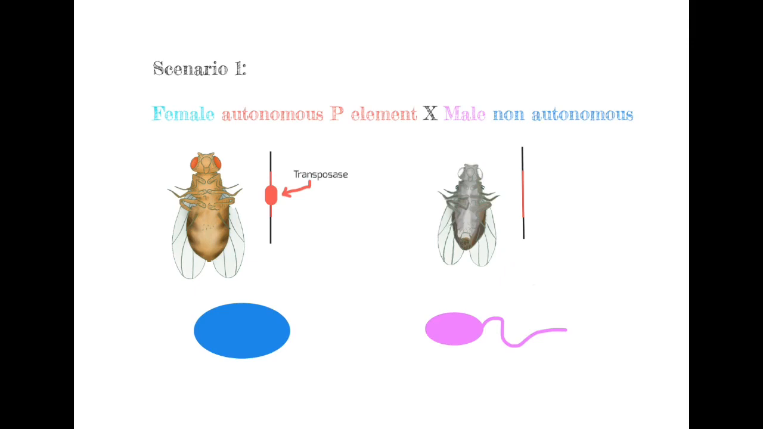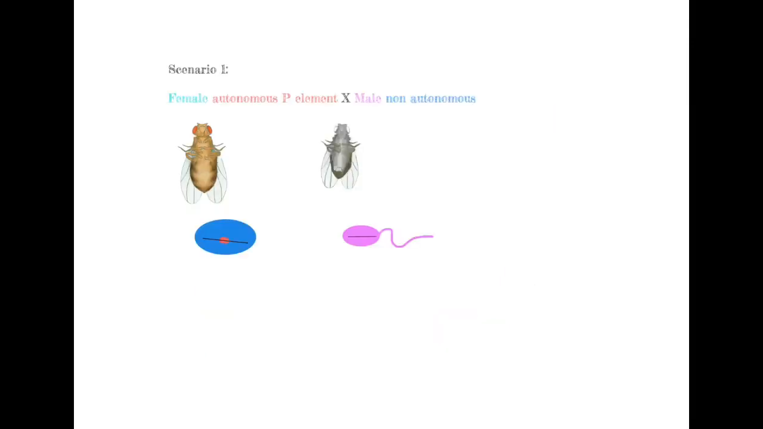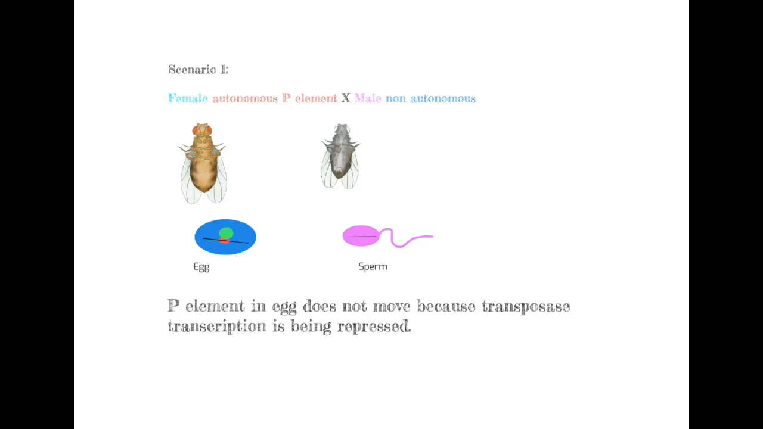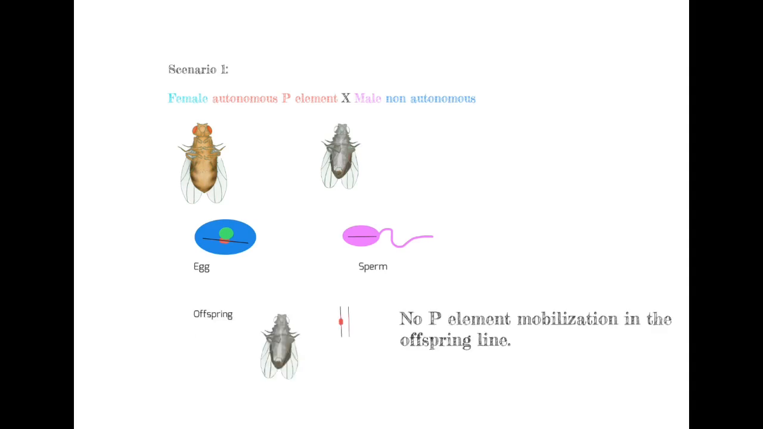Well, as we know, there is maternal repression of transposase transcription, so this P element is not going to move to a new location. No hybrid dysgenesis occurs in the offspring because that P element hasn't moved. So it's got the P elements in the same places as the mom and dad. We refer to the autonomous P element line as P and the non-autonomous P element line as M.